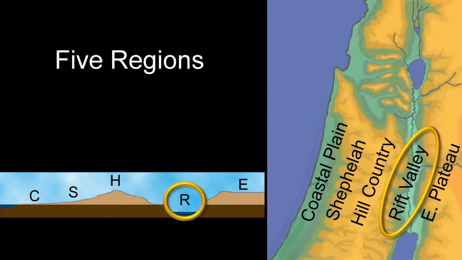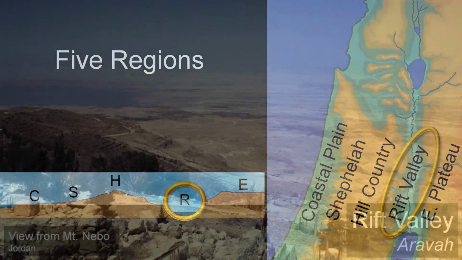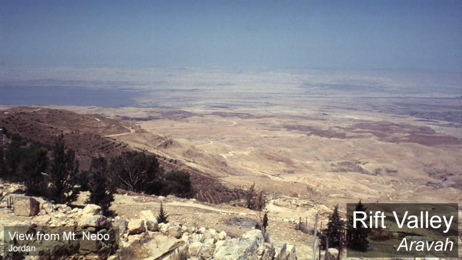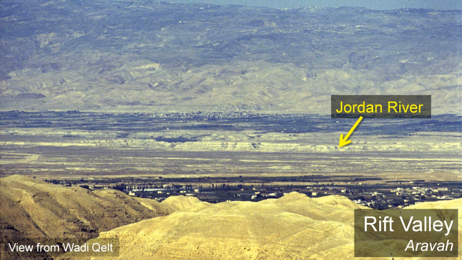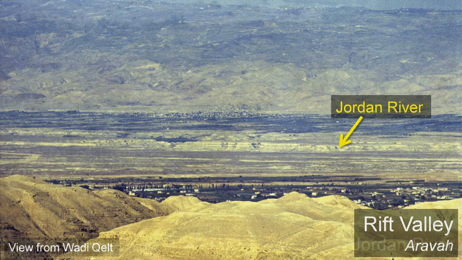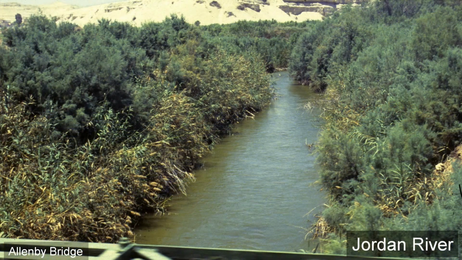The Dead Sea is already in region number 4, the Rift Canyon or Rift Valley. In the Bible, this canyon is called the Arava, although today, the northern section of the Rift Valley here, north of the Dead Sea, is often called the Jordan Valley.